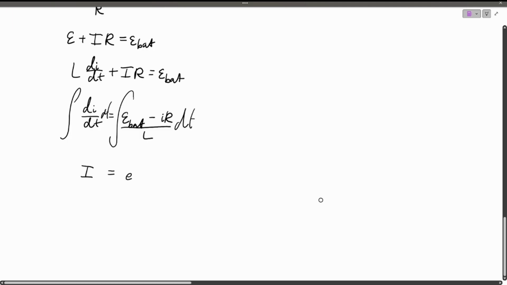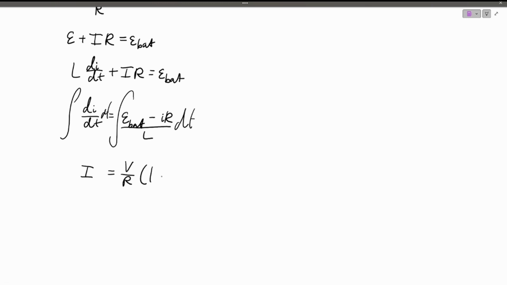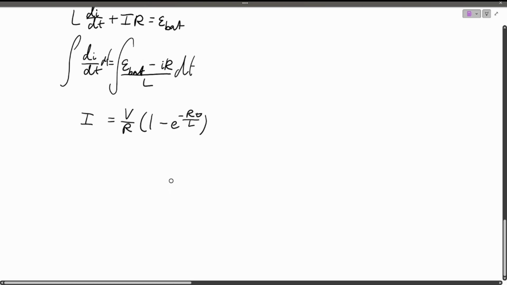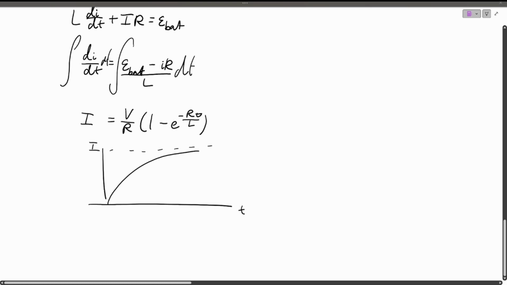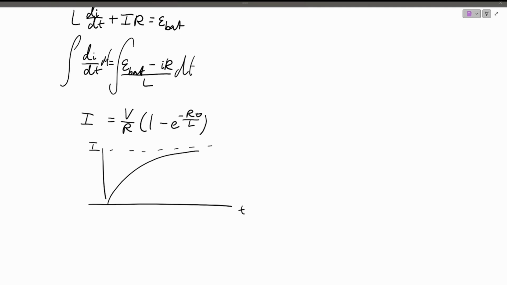Okay, I'm back. Alright, so derivation aside, for the current you're going to end up with this. And if you graph this out, it's going to look like this. Yeah, it's going to look like this, which checks out because we have zero current to begin with, and then over time it is going to increase to its maximum. All right.